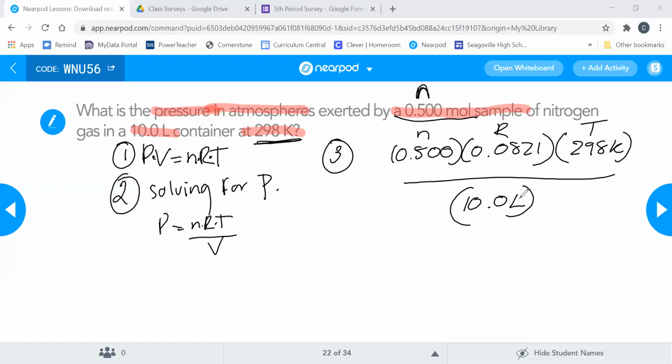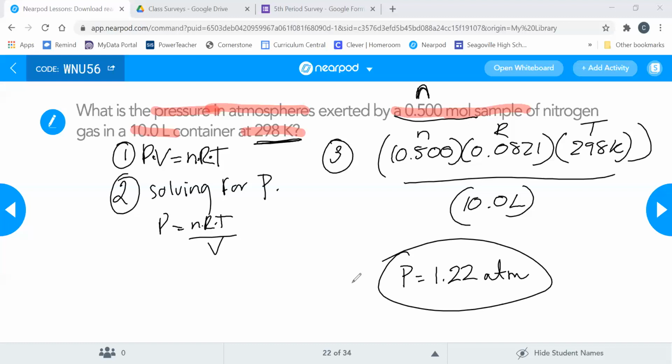So it'll be 0.500 times 0.0821 times 298 divided by 10 liters. And when you guys are doing this, I wouldn't really use your phone, because if you were to put parentheses on this, then it will know what to do first. But because you're just multiplying and dividing, it doesn't really know what to do first. So put parentheses when you guys are doing this. Please put parentheses. So the answer that I got was 1.22 atmospheres. And all I did was multiply these three on top, divided by the 10.